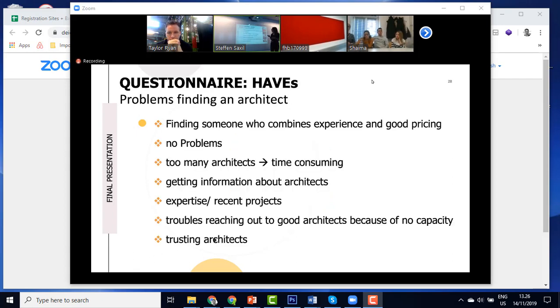That's the best thing we could get out of the have part, because we were able to ask the people what problems they had. So that's a very good thing you could consider for improving through the ArchitectureQuote process. The thing they had the most problem with was finding someone who combines a good experience and is not too expensive. So that is what concerned the people most.